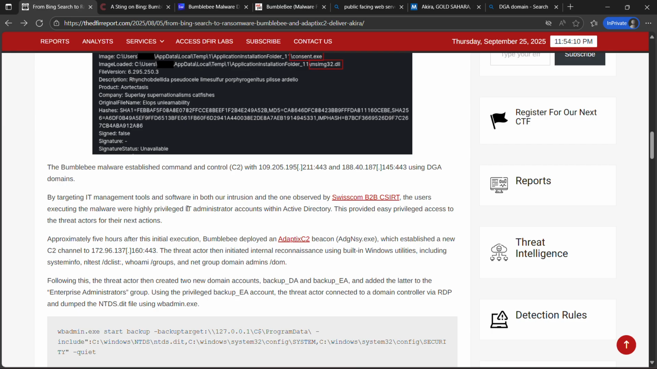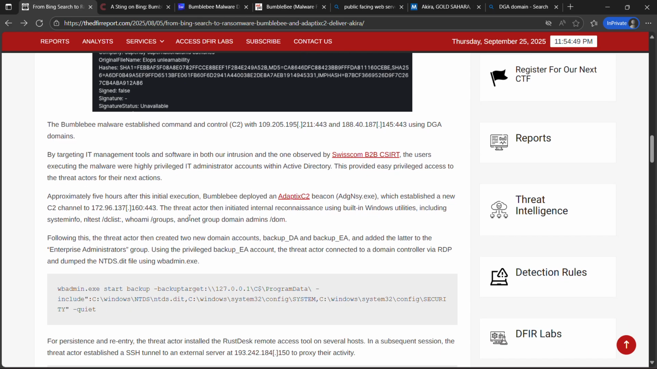Oh, that's actually not good, because right off the bat, they are granted high privilege. This provided easy privilege access to threat actors. Because the IT management tools were downloaded by a highly privileged IT administrator, they don't have to do as much work because they're already in there with high privilege. So they can basically do a lot of things right off the bat.